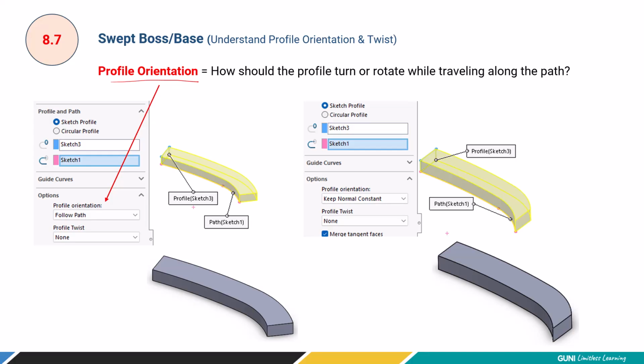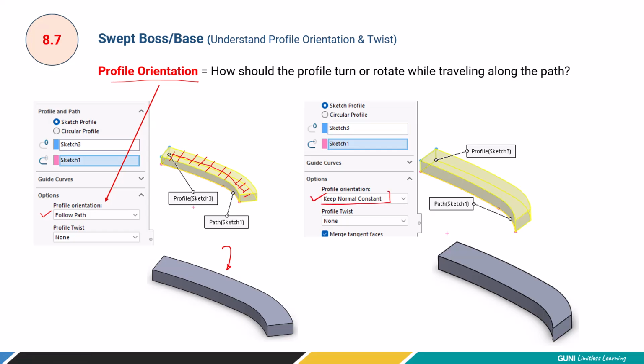Now what exactly does it mean? It says how the profile should turn or rotate while traveling along the path. Here the first case is follow the path. So this is our path. It remains perpendicular to the path, right? It's simply following it. The moment the path turns, the profile turns. So this is your outcome.